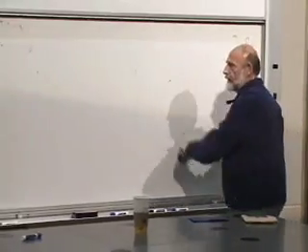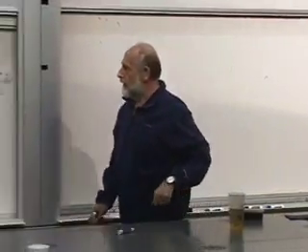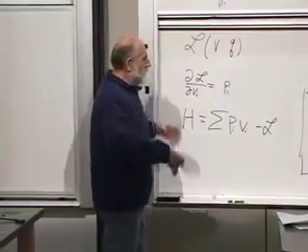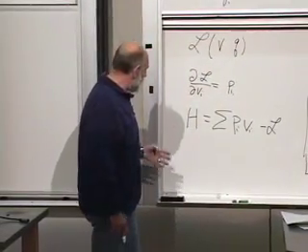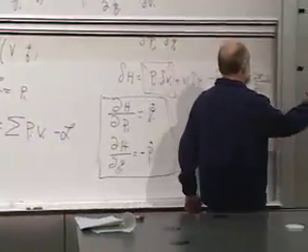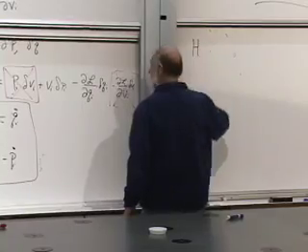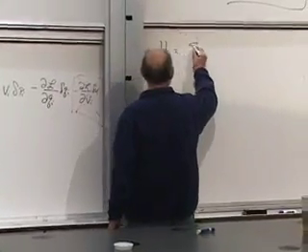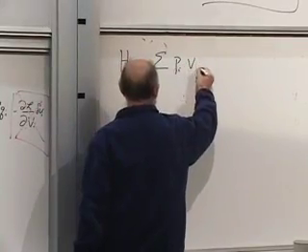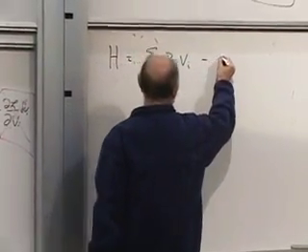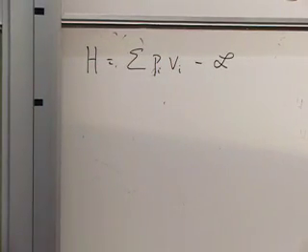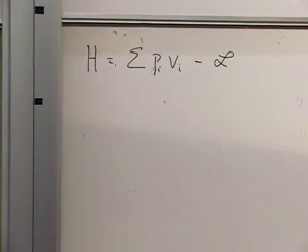Let's go through it again, just since it was a series of steps, all of which are abstract, none of which are highly intuitive. Let's go through it again. Here we have H is equal to the summation of p sub i, v sub i, minus L, L being a function of q and v.